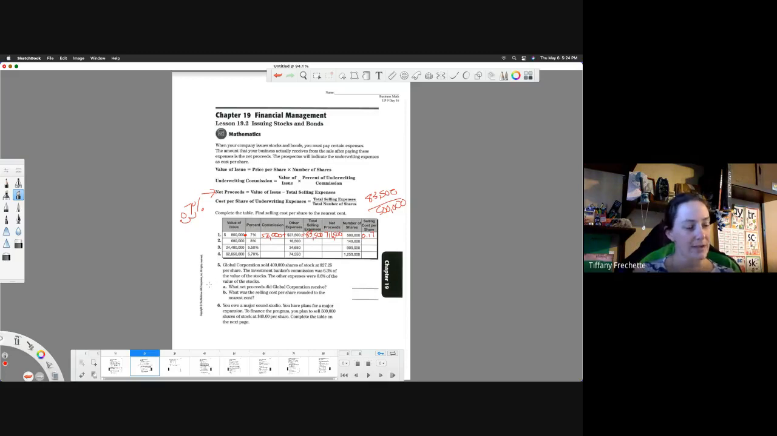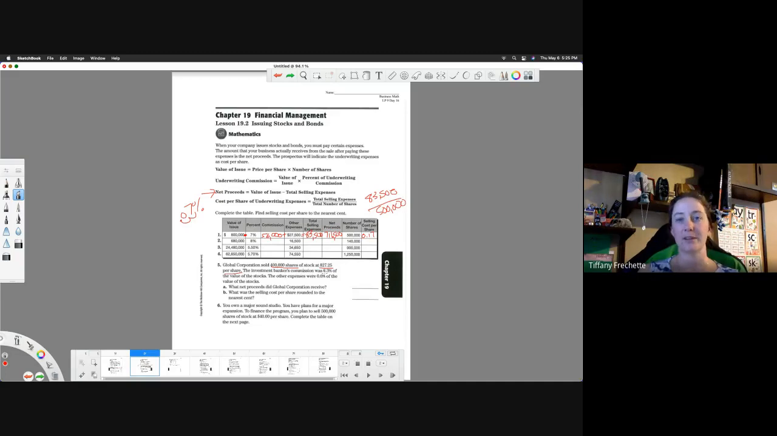So number 5, Global Corporation sold 400,000 shares of stock at $27.25 per share. So they're not telling us value of the issue. They told me how many shares, and they told me how much they were per share. So I'm going to need to come up here, and I'm going to need to use this calculation. I already can see that. They gave me those two pieces that they didn't give me before in this table.